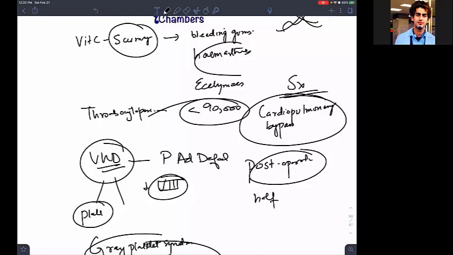But remember, we don't give a prophylactic platelet transfusion. You may think, sir, after surgery I will be having a drop in platelet count, so I will be transfusing something. The books are not recommending that. So remember, in cardiopulmonary bypass surgery, we also have some increased bleeding time.